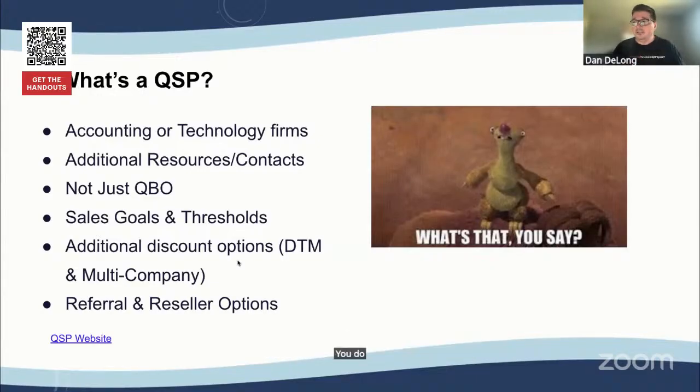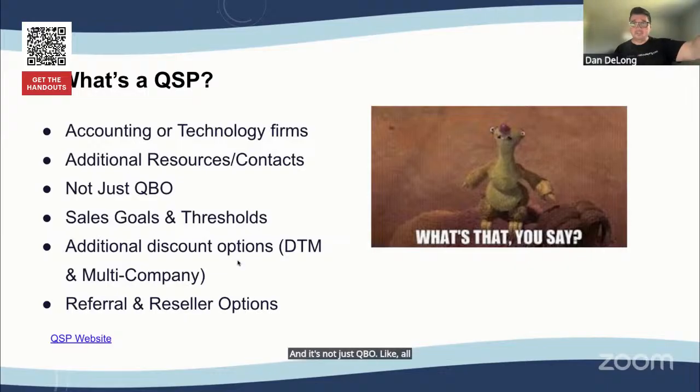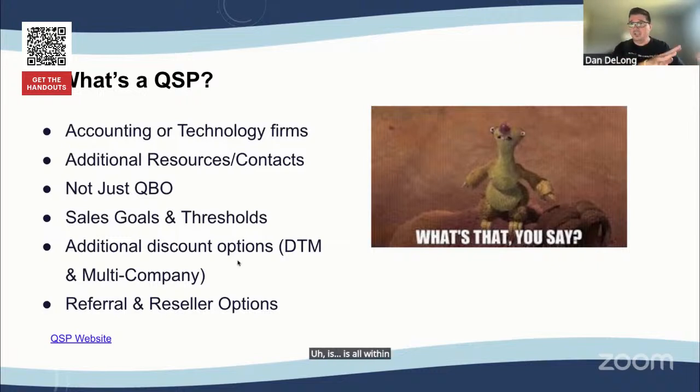You do get additional resources and contacts as a QuickBooks Solution Provider. And it's not just QBO. All of the things that we just talked about earlier are all within QBOA. So if you happen to have a customer who would be better served or a better fit with QuickBooks Enterprise or some other Intuit product that might work better for them, well, you can do that inside of the QSP channel. But because it's sales focused, there are sales goals and thresholds within this program.